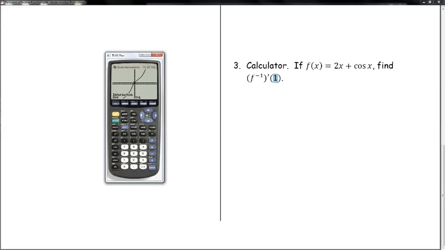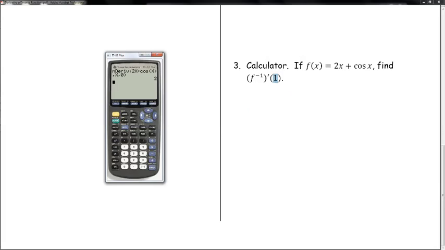So we're going to go to second quit. We're going to go to math 8. And we're going to plug in our function, 2x plus cosine x. If you wanted to, you could have stored this into y1 and plugged in y1. This is just another way of doing it. So next comes our independent variable, comma x, and then comma the x value we're evaluating at, which is 0. Let's hit enter. And so right now this is f prime of 0.